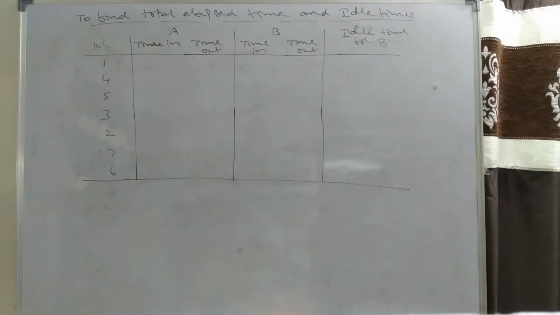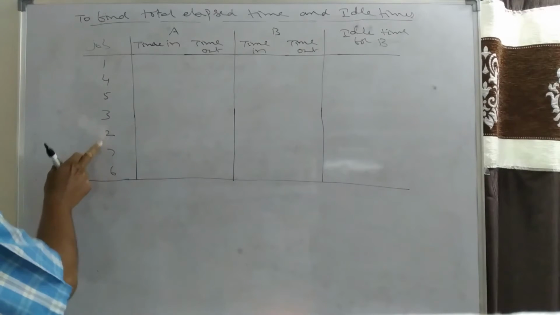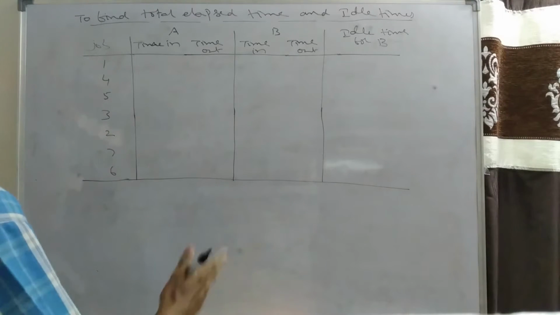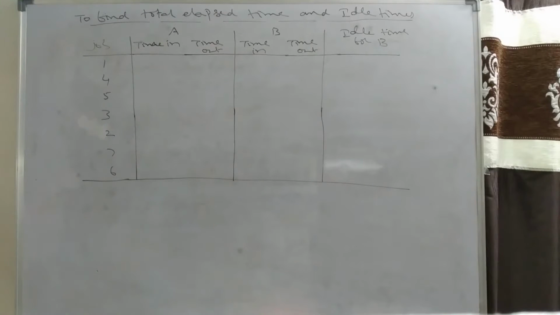So you can consider either of the sequences. So first consider the sequence 1, 4, 5, 3, 2, 7, 6. Or you can consider another sequence also. If you consider any sequence, you get the same total elapsed time, but idle times for missions may vary. So the final total elapsed time should be the same, whether you consider this optimal sequence or another optimal sequence.